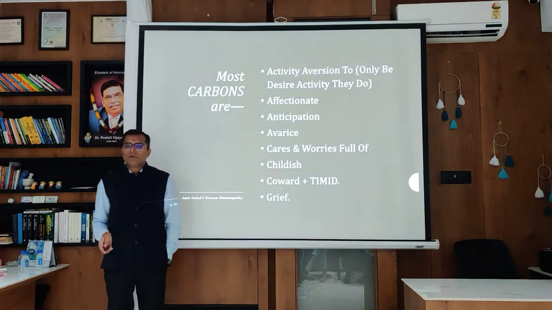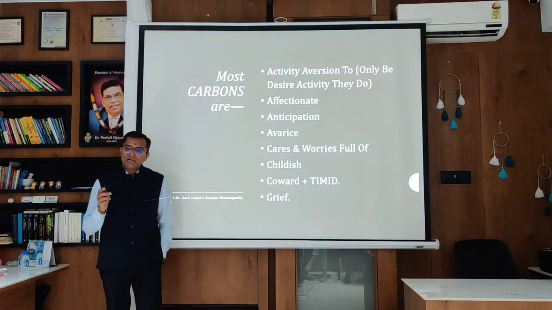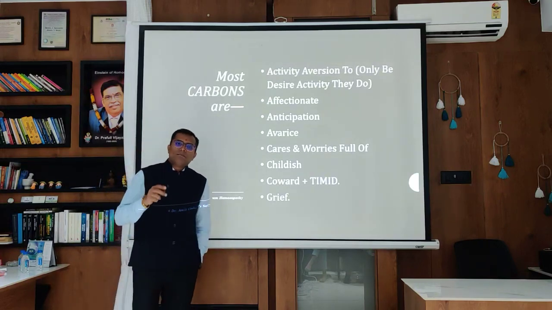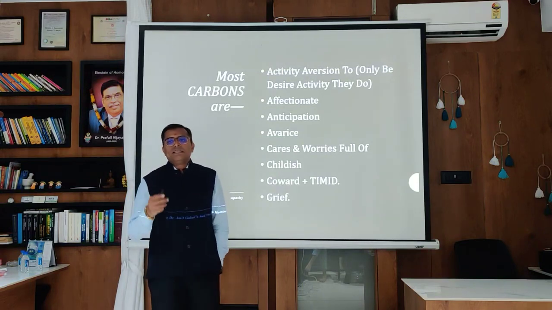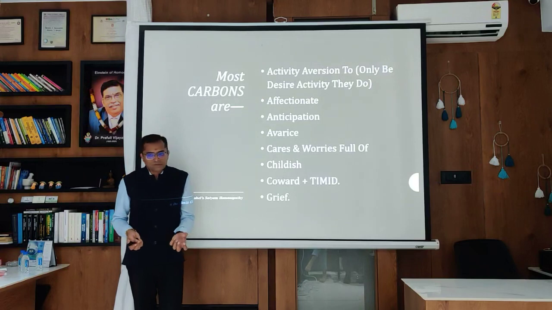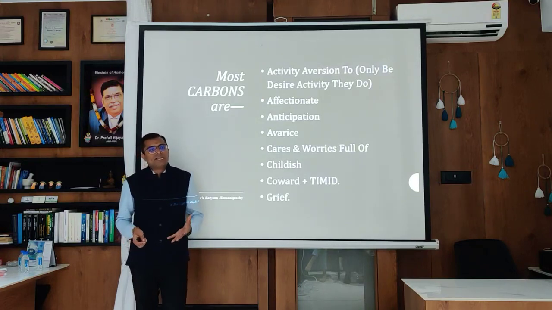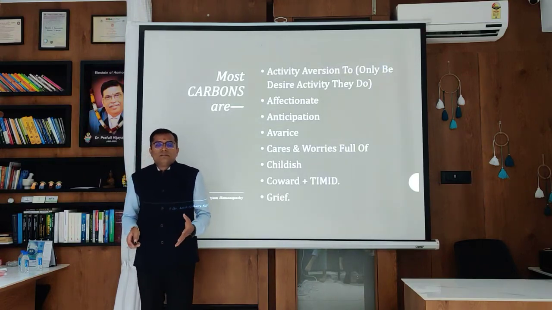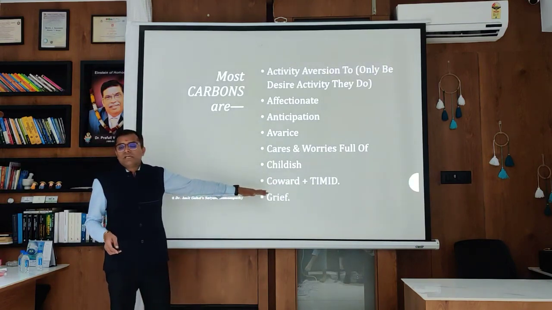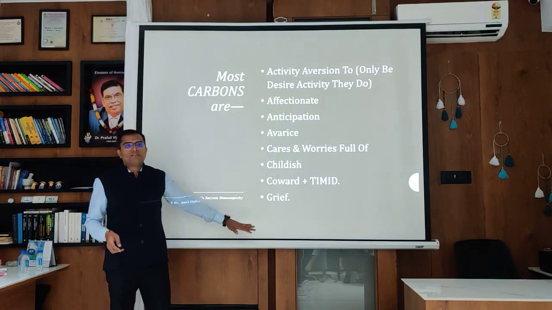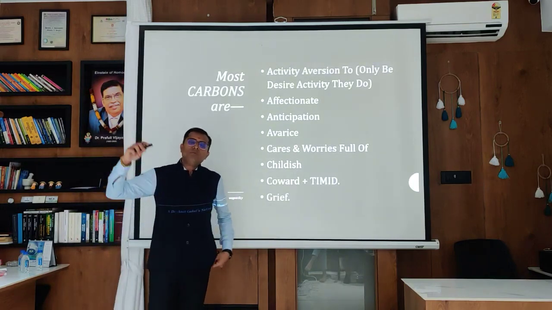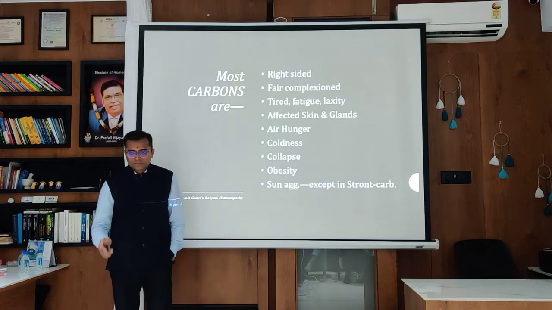These are carbons. They are sensitive and affectionate. They have anticipations in the psoric stage. But when they go into psychosis, they become avaricious because they are accumulating everything. Even dirt they can accumulate. This is avariciousness. They are full of cares and worries. They are childish at the mental level, but their will is very cowardly and timid, and in the expression at the emotional level, they are very grief-stricken. So grief can lead to psychosis.